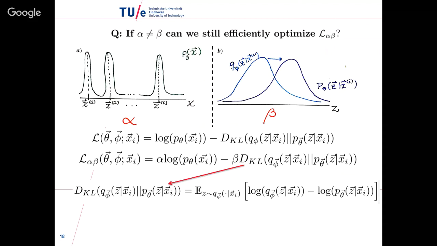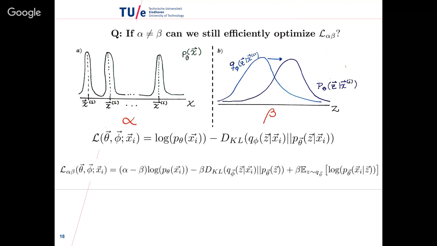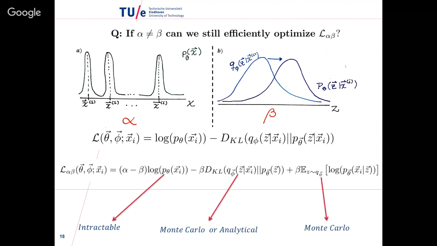We just substitute the actual value of the Kullback-Leibler divergence, and then we get this expected value. From this expected value, we can introduce it into the equation to obtain a certain relationship. This relationship is very interesting because we would like to test what happens if alpha is different than beta. Can we still efficiently optimize this new variational lower bound?